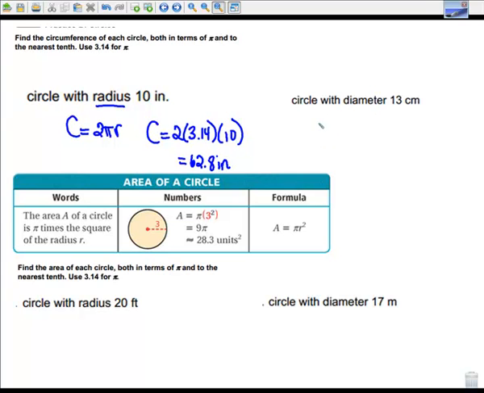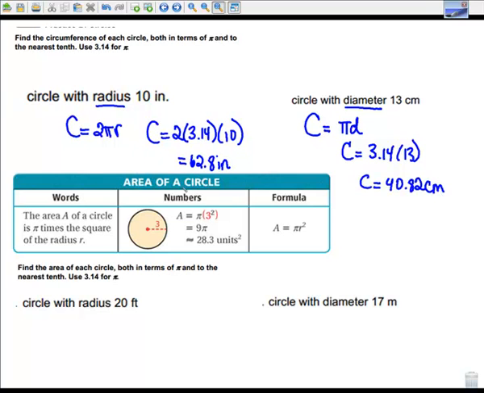Next, they want us to find the same thing, circumference, but now the diameter is given instead of the radius, so it's going to be pi times diameter. So my circumference is pi, 3.14, times the diameter of 13. And 3.14 times 13 is 40.82. And in this case, it's centimeters.